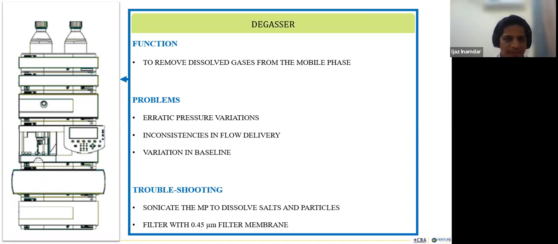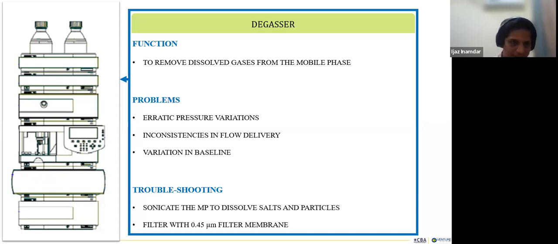So one of the first components of an HPLC is the degasser. Now, what does the degasser do? We are going to use mobile phases, and water is one of the main components of the mobile phase. Water might have dissolved gases in it. And because we are going to use a high pressure system, the dissolved gases might impact the pumping system, because we are going to use a pump to inject the mobile phase.